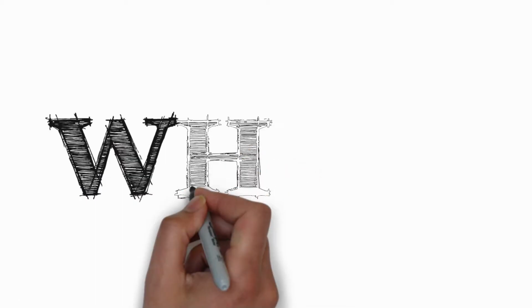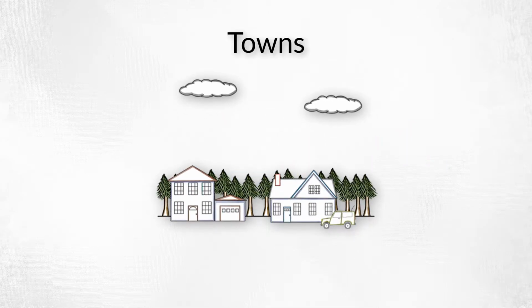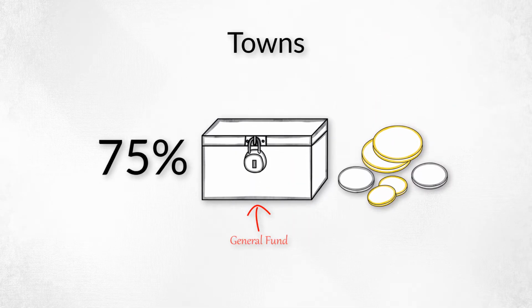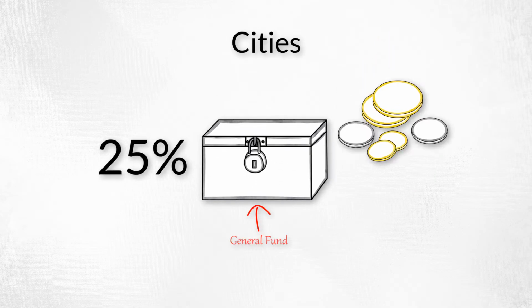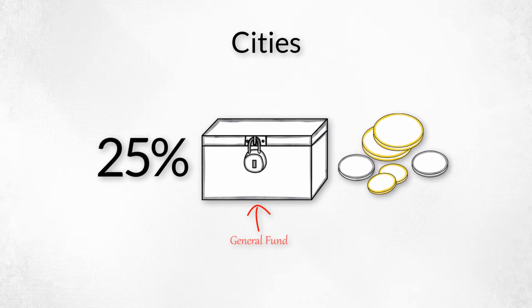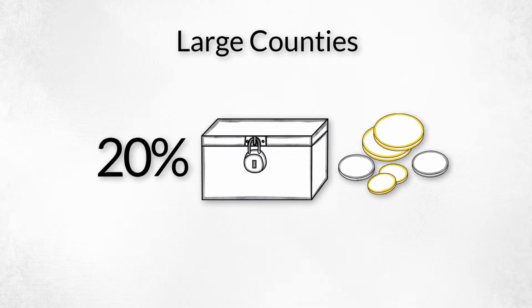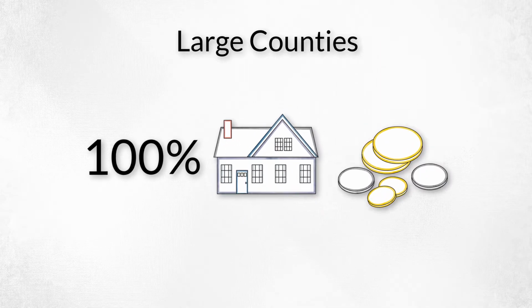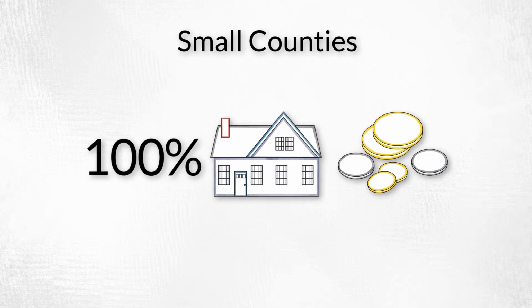What are the fund balance limitations set by the legislature? By entity type, the general fund balance may not exceed, for towns, 75% of the GF's total revenue, for cities, 25% of the GF's total revenue. For larger counties, the greater of 20% of total revenues or all current year property tax revenues. For smaller counties, the greater of 50% of total revenues or all current year property tax revenues.